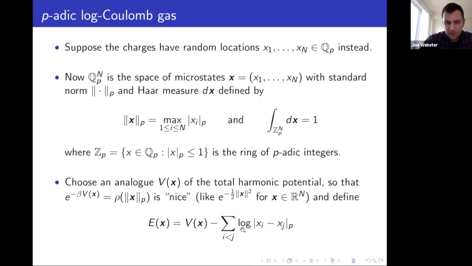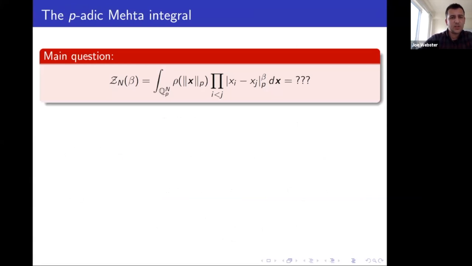Okay, also before moving forward, notice that we do have these n choose 2 log Coulomb potentials. This is really the thing that gives us the analog of the Mehta integral, which is this. So here is the p-adic Mehta integral. And as I said, the question for the talk is, what is it? So let's try to figure out what its value is, and also try to figure out for which beta it converges absolutely.